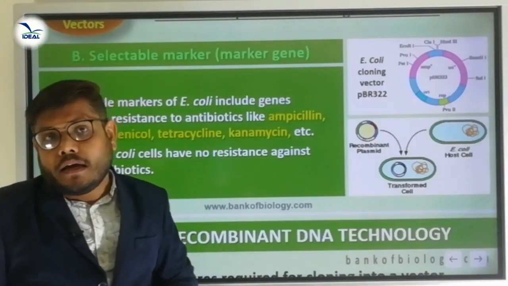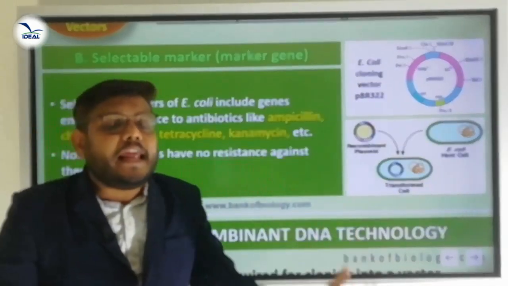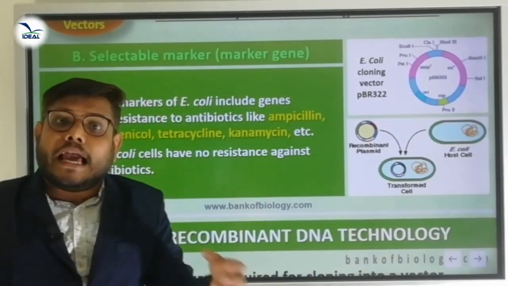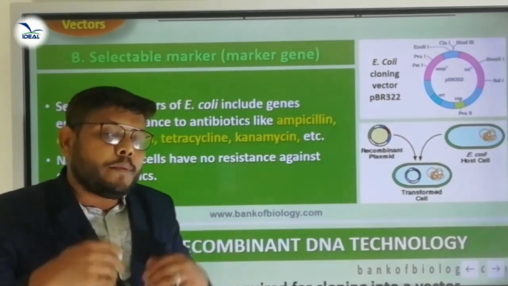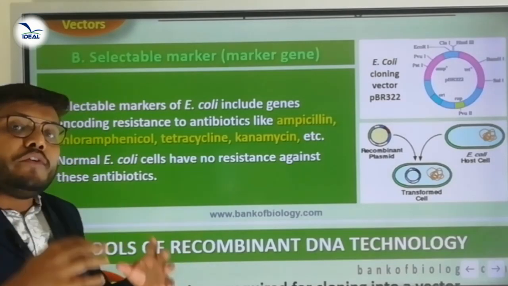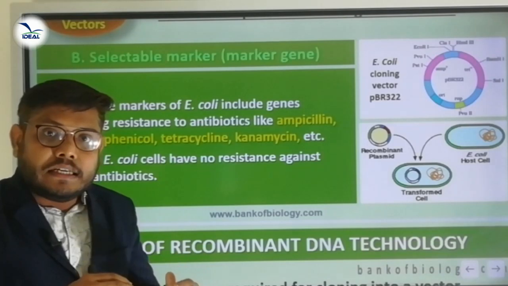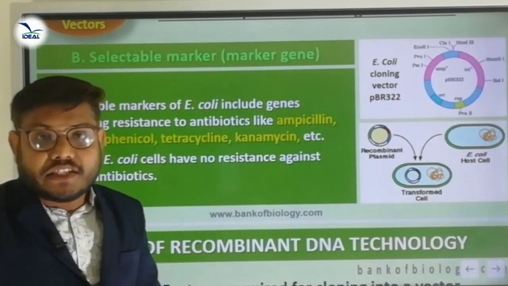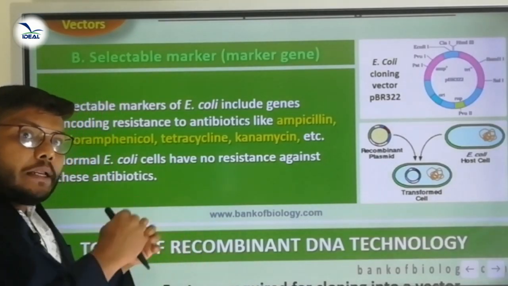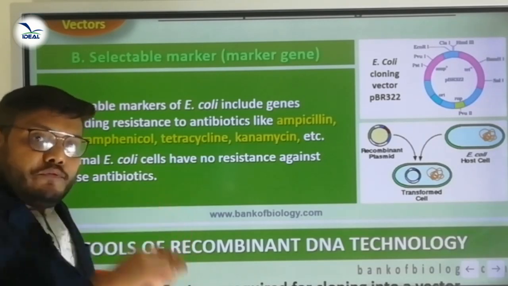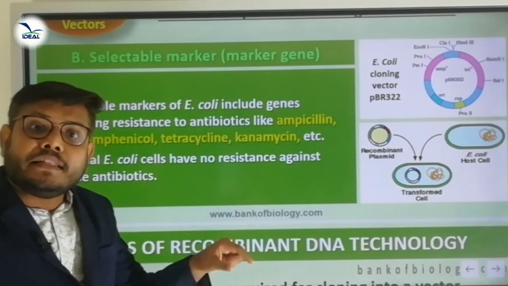Next one, selectable marker. What is a selectable marker? The gene which helps in identifying and eliminating non-transformants and allows the growth of transformants. That is called a selectable marker. What is a transformant? A bacterium which is modified with a foreign gene. That is called a transformant. The process through which the foreign gene is introduced into the bacterium is called transformation.